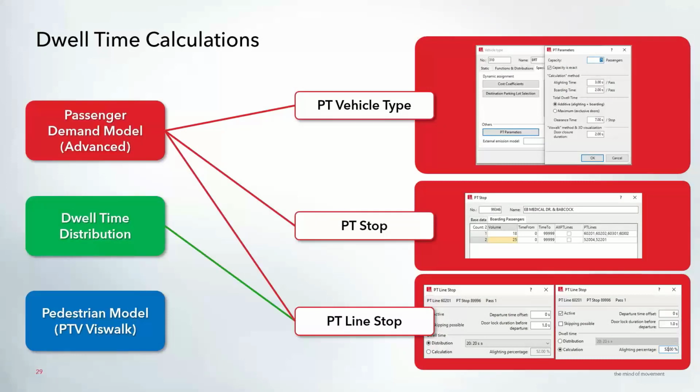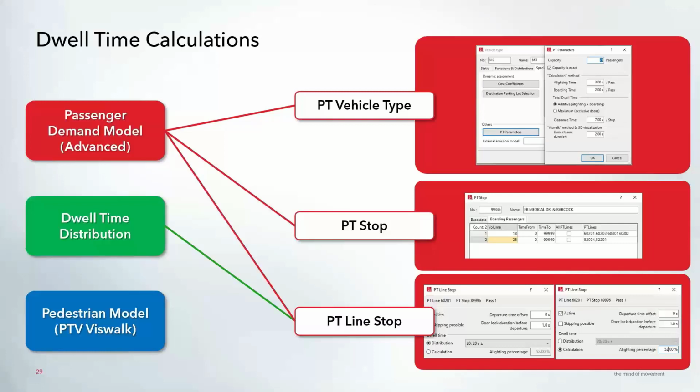All right, so now we've covered all of the different required PT elements. We've taken a look at the vehicles, the stops, and also the lines. Now we're going to take a look at some of the different calculation methods that can be used to determine this transit vehicle dwell time. There are three different options. The first one is the passenger demand model, which is really going to use information about the passenger boarding and alighting times, and also the number of passengers getting on and off each stop.